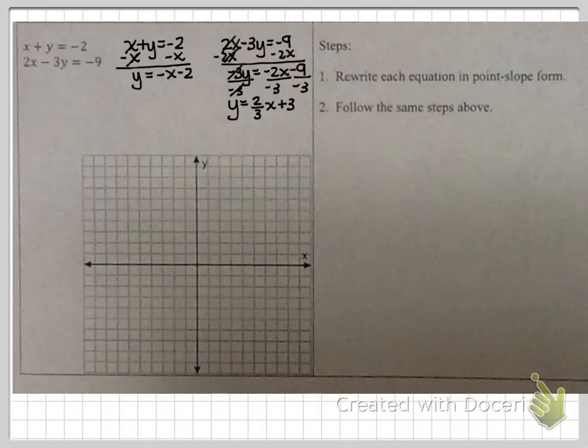The first one looks like it has a y-intercept of -2. So I'm going to go down to -2. And then my slope for that is -1. So I'm going to go down 1, right 1. And again, for the same reason, I'm going to do this multiple times, since I'm not really sure where the lines are going to intersect each other.